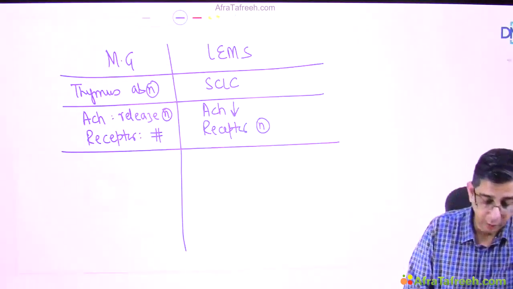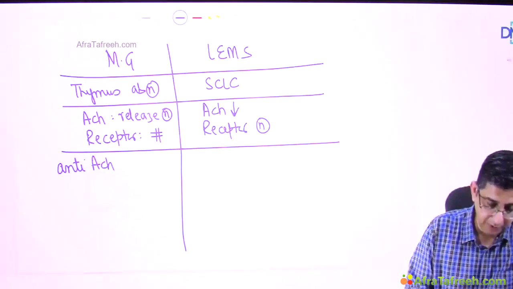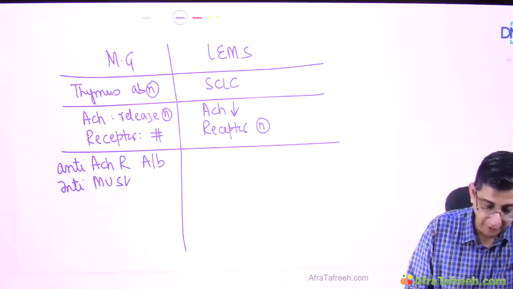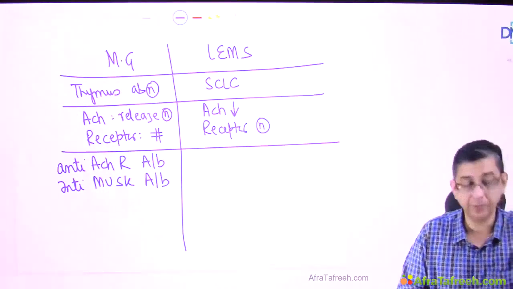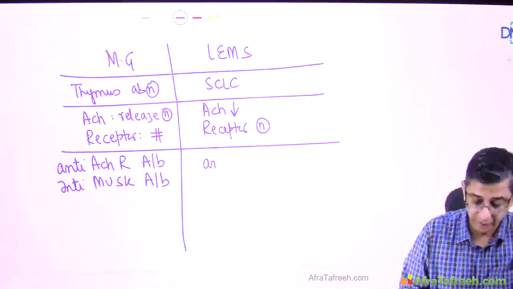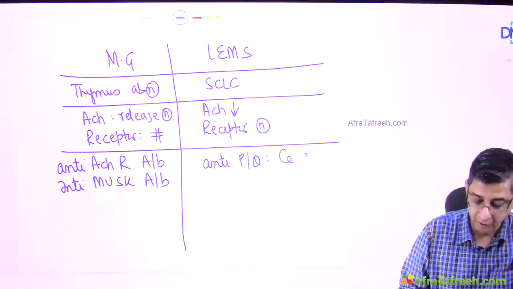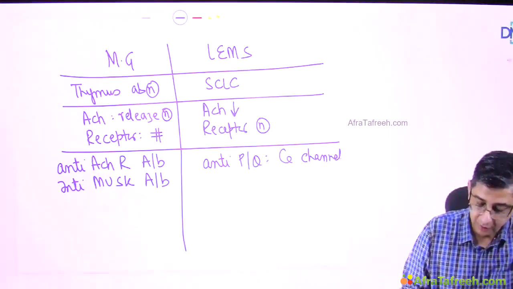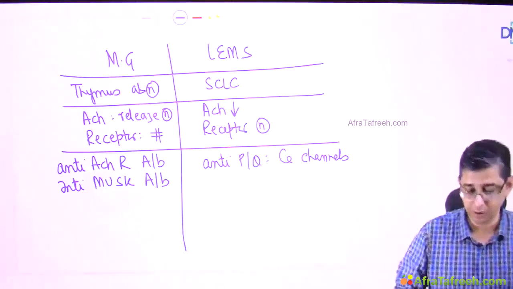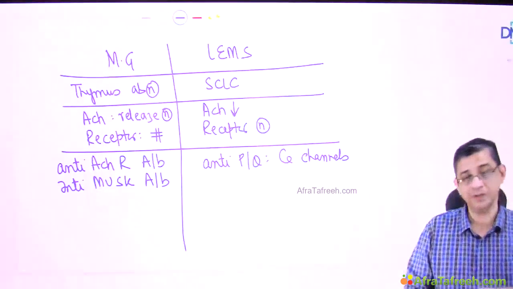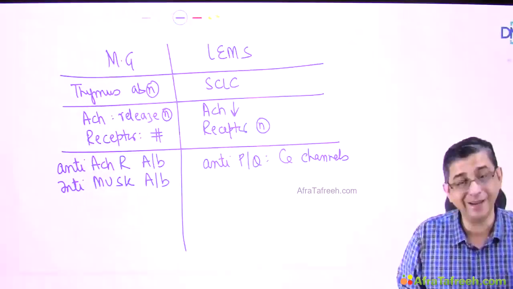On the left hand side, the antibodies involved are multiple, but the key ones to be remembered are anti-acetylcholine receptor blocking antibody and anti-MuSK. The third that you can remember, though I'm not writing it here, is anti-LRP4 antibody. On the right hand side, the name of the antibody is anti-P/Q. This antibody acts on calcium channels, which help in release of acetylcholine at the neuromuscular junction. So antibody P/Q is against voltage gated calcium channels.